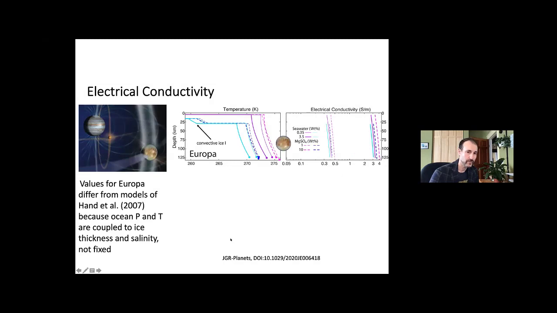So we had a very recent paper just out in JGR in which we constructed a bunch of models of Europa. We noted that the temperature varies quite a lot because the melting temperature of the ice is different. And what that means is that the conductivity is going to be different as well. So these are seawater magnesium sulfate models.